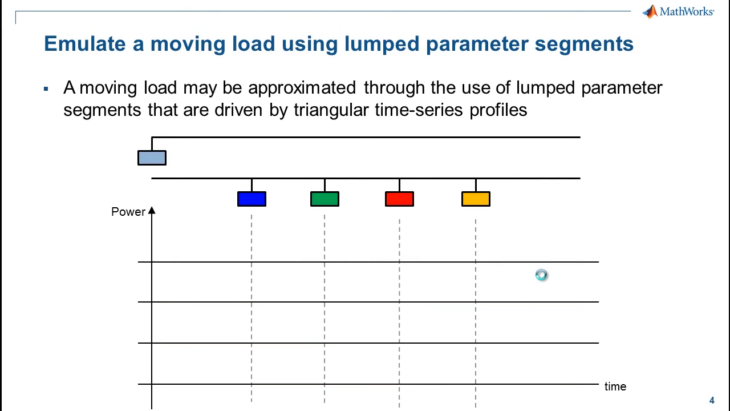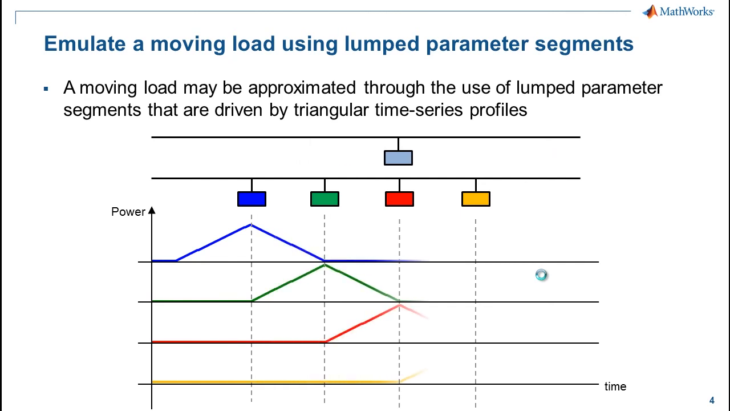I'll run this again. Now you're not limited to 4, of course. The more lump parameter segments you have, the more representative your simulation will be of a true moving load. And so you're making that trade-off call between how many segments you need to get the information you're looking for in a particular simulation. So let's take a look at how we put a system like this together.